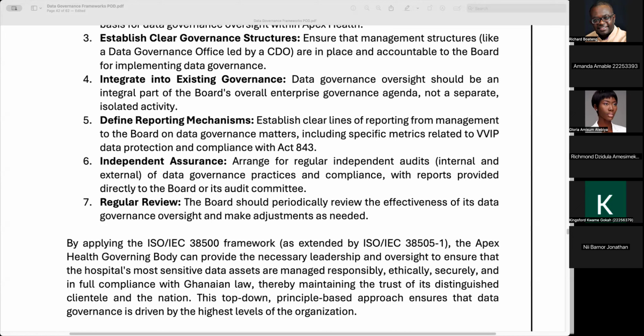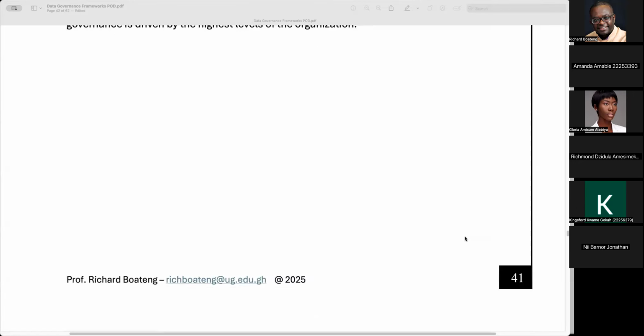For Apex Health, this translates into architecting their entire data landscape specifically to meet their exceptionally stringent requirements for security, confidentiality, integrity, availability, and compliance, especially with Act 843, given their unique mission of serving VVIPs. It's about planning and governing the transition towards this target architectural state, systematically weaving data governance principles and requirements throughout TOGAF's core process, the Architecture Development Method, ADM. And this happens phase by phase within that ADM cycle.